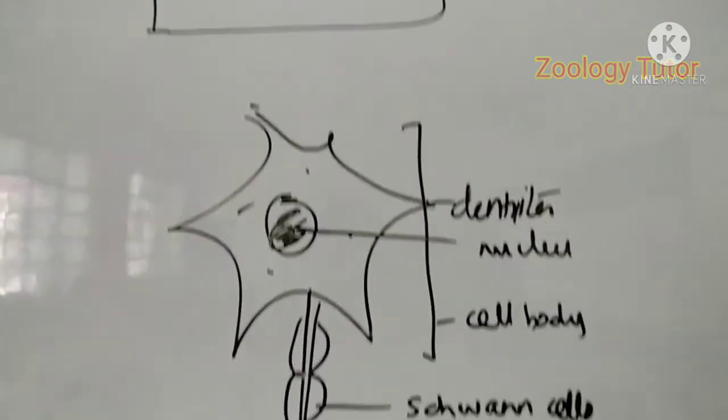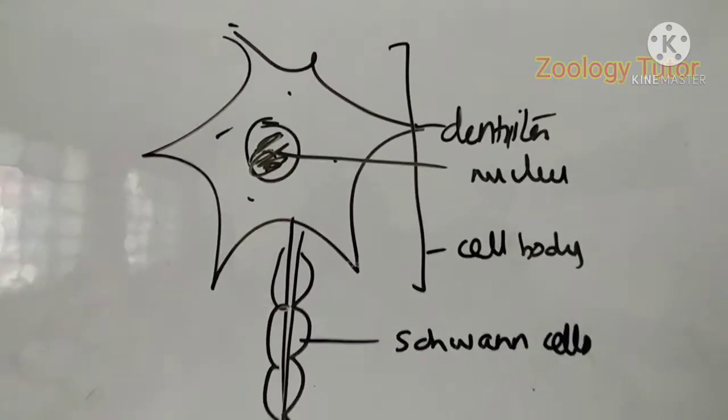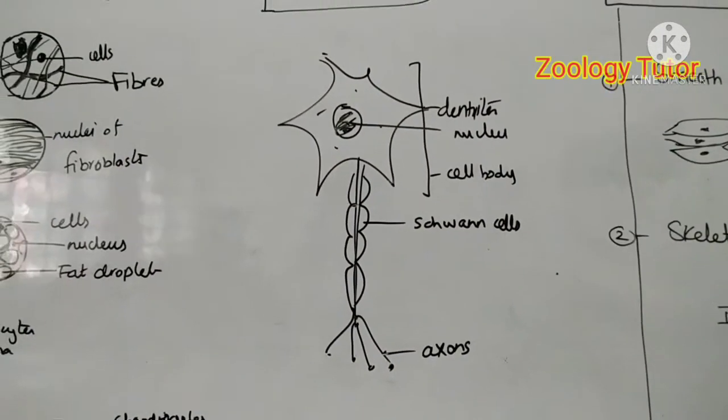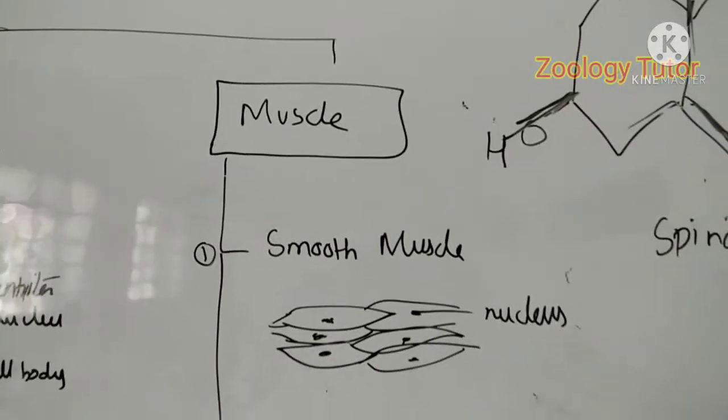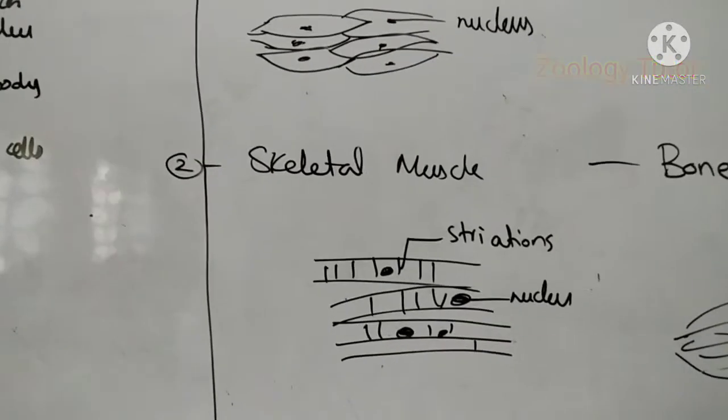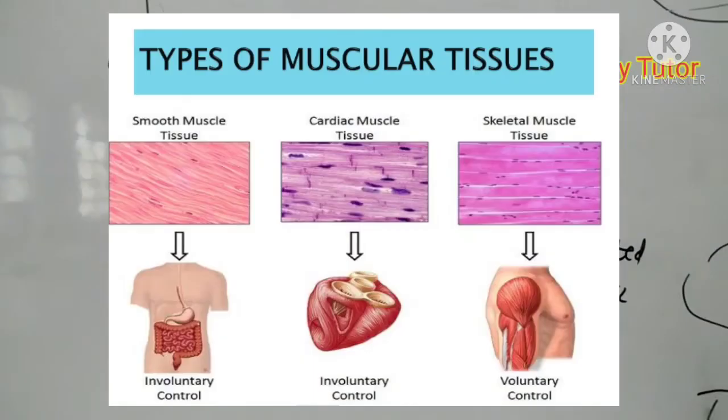Now, in nervous tissues, we have the dendrites, the nucleus, the cell body, the Schwann cells, the axons, the myelin sheath, and the node of Ranvier. All those structures. Then in muscles, we have smooth, skeletal, and cardiac muscles.